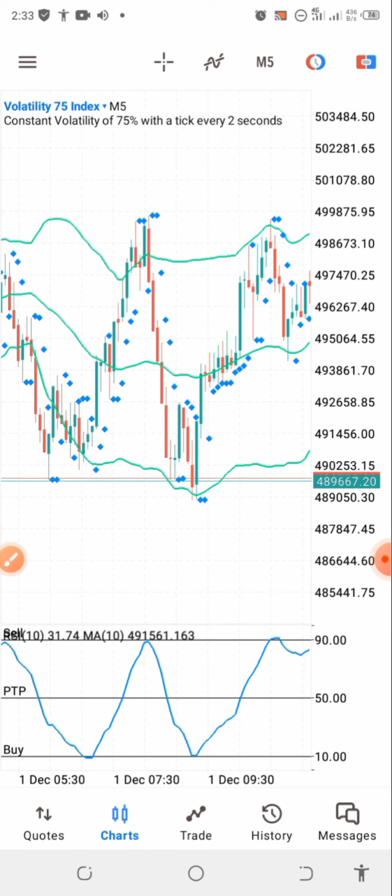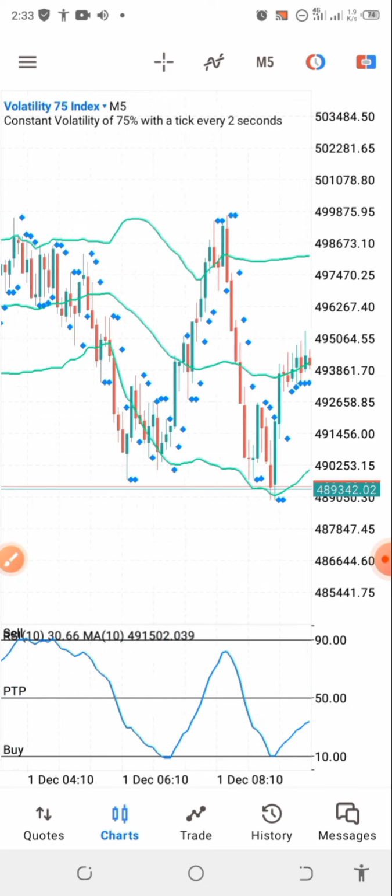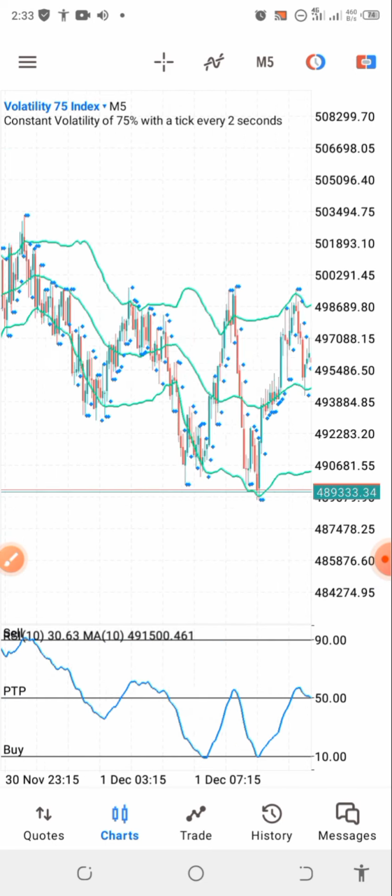The best part about this strategy is that it is used for both spike and scalp trading. That is the use of this strategy, which has been explained to you guys. Now, what are you expecting before you jump into this?